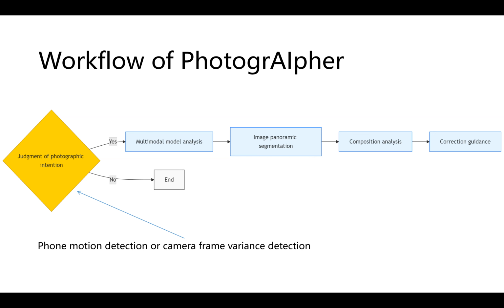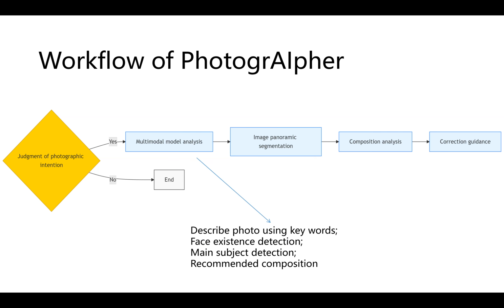And the second step, if the user is really ready to make some photographic product, then we're gonna input the camera frame to the multimodal model, and we will do some analysis. We want the model to describe the photo using keywords, and we will also do face existence detection and main subject detection, and we will let the model output the recommended composition of this picture.